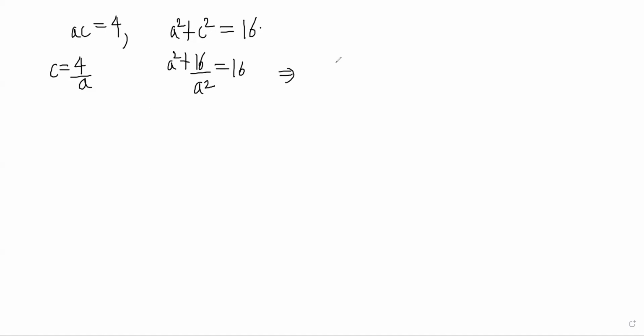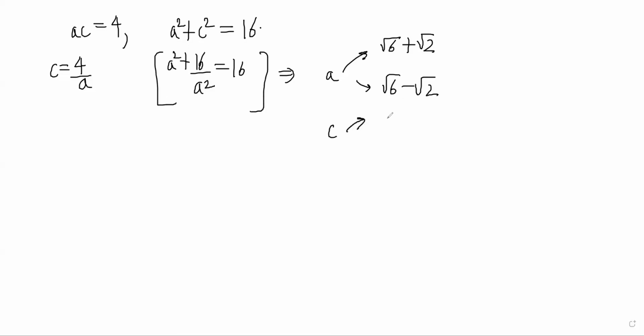And basically you'll get a can be either root 6 plus root 2 or root 6 minus root 2. You should check this calculation. This becomes a quadratic in a. And if a is that, c can be basically root 6 minus root 2, and the other option for c is root 6 plus root 2. So the pairs of a and c are known now.